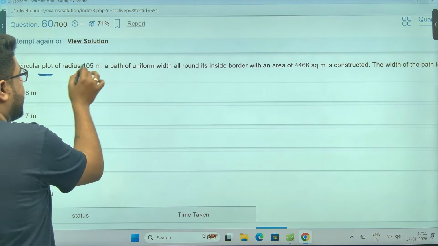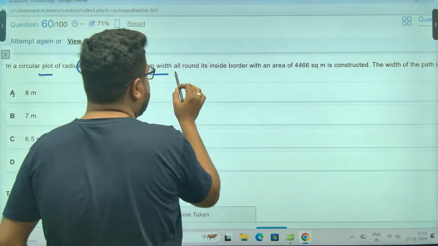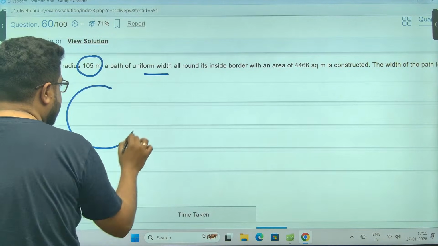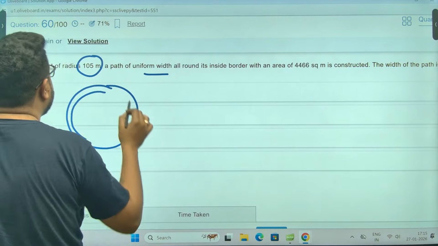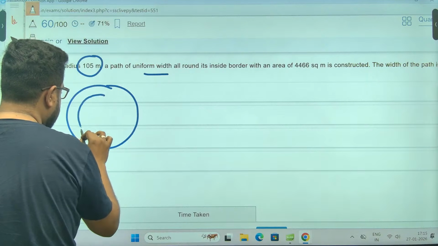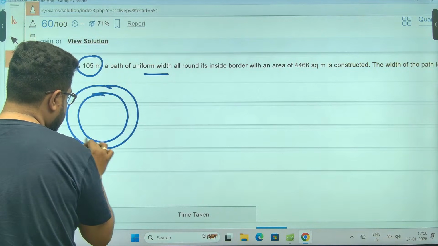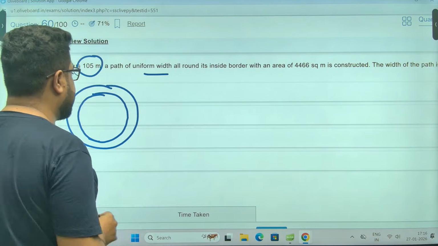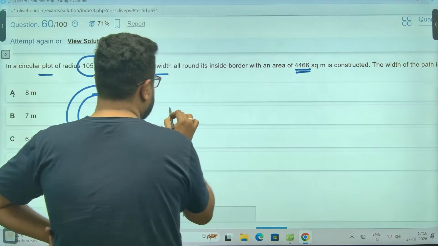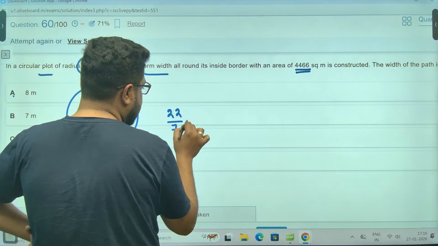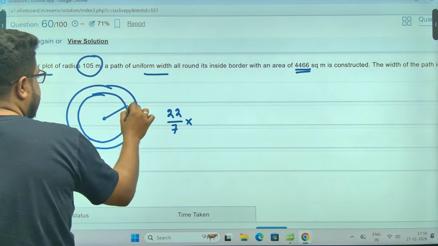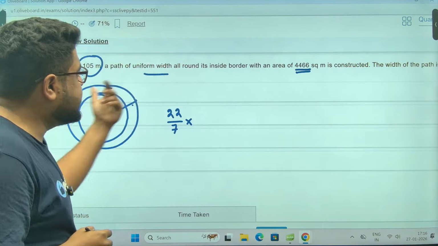Acha, in a circular plot, the path of uniform width inside the border will form a circular ring like this. Now this area is given as 4466. So the area of the circular ring is 22 by 7 times capital R square minus small r square. Capital R is given as 105 because it is the outer circular plot.